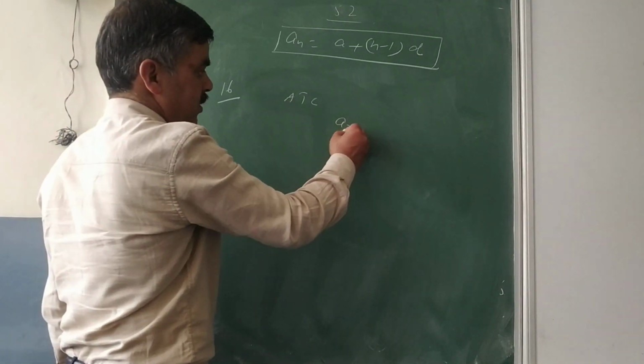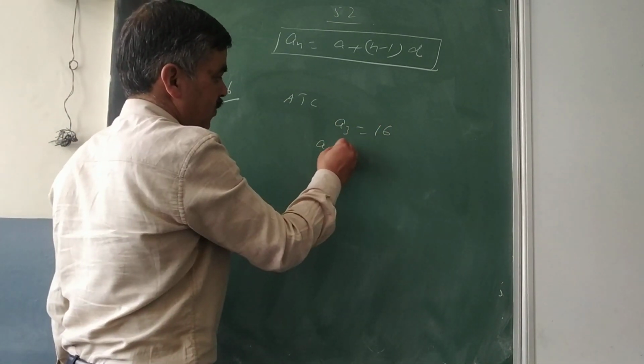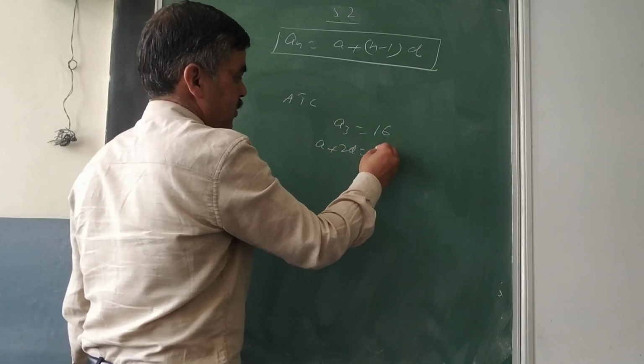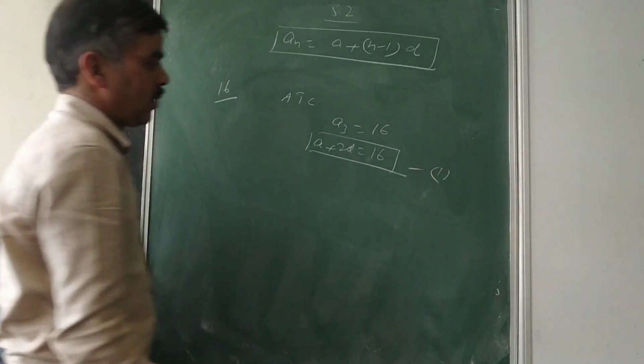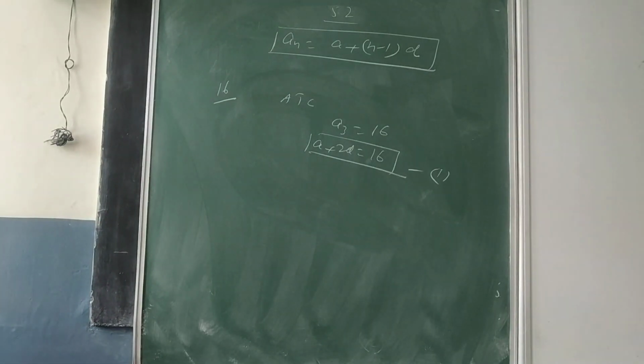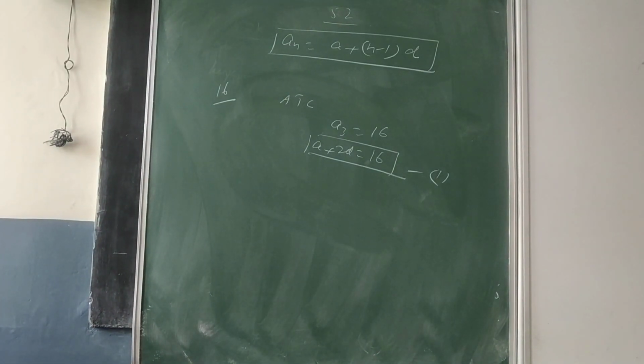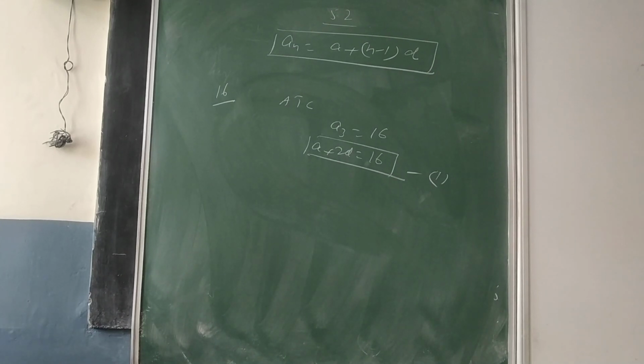That means A3 is equal to 16. I am getting one equation from there. A plus 2D is equal to 16. Give it number 1. So marks are there for every step you will be writing in your answers. So please be careful about the information given in the question.